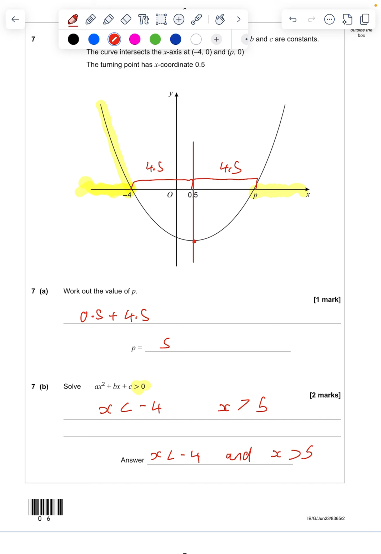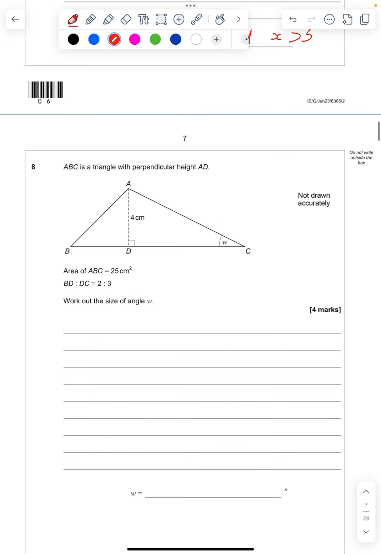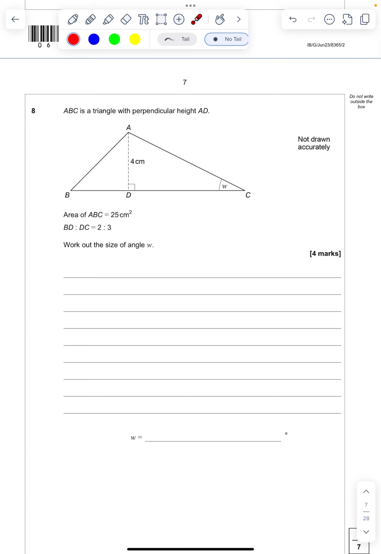Let's just double check that one. But that should be fine. Question 7. So we've got 5, good. x less than -4, bigger than 5, perfect. We're looking good. And we're going to keep going. Question 8, you've got this triangle here, and you've got the area of ABC, which is the big triangle, 25 cm squared.